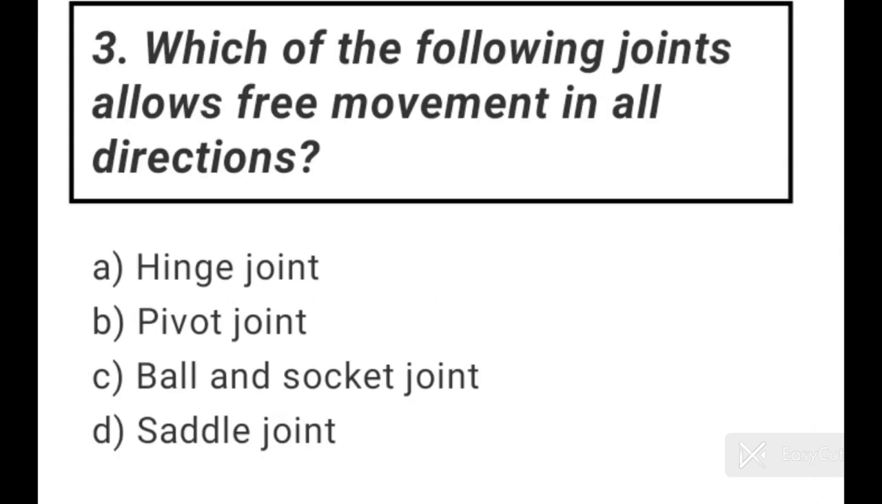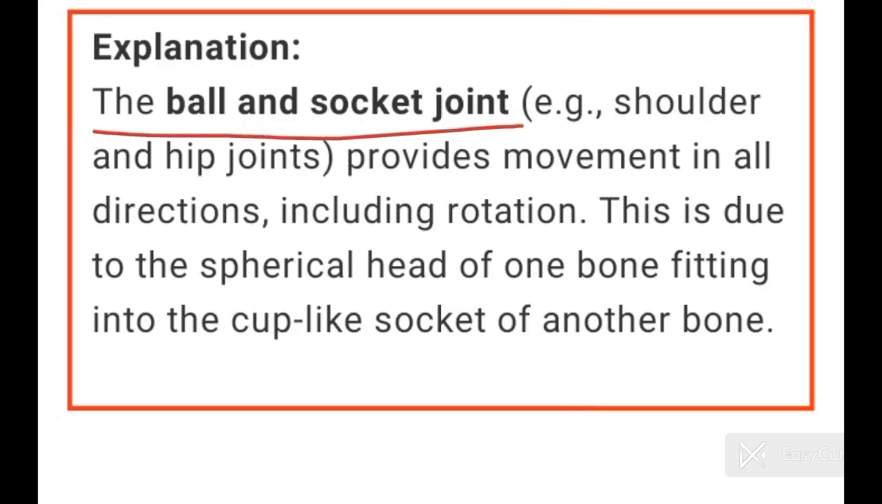Question 3. Which of the following joints allows free movement in all direction? Ball and socket joint present between humerus and pectoral girdle. Option C, ball and socket joint is correct here. The ball and socket joint.